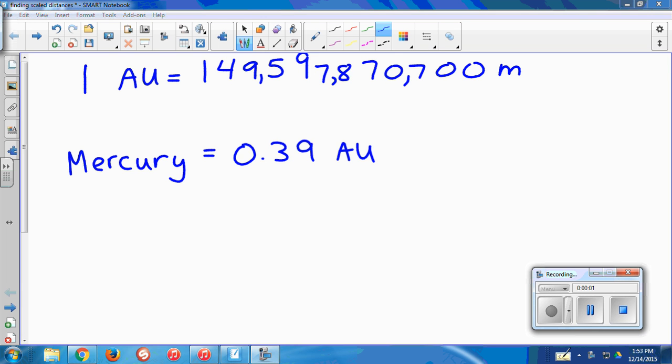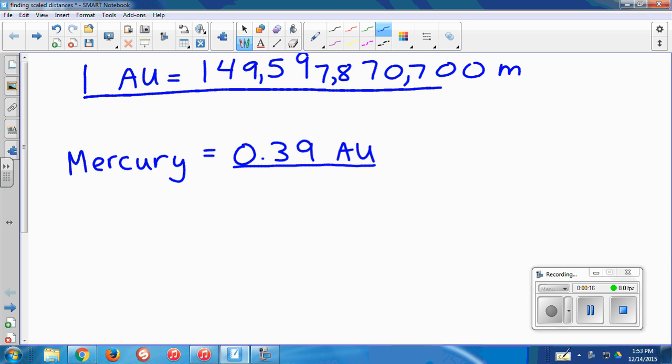We are trying to find the distance in meters between each planet. Okay, so we know that Mercury is 39 hundredths astronomical units away from the sun. And we know that each astronomical unit is that many meters, which is a lot of meters. So we need to take this number and multiply it by this number to figure out how many meters away from the sun Mercury is. Okay, so our equation would look like this.